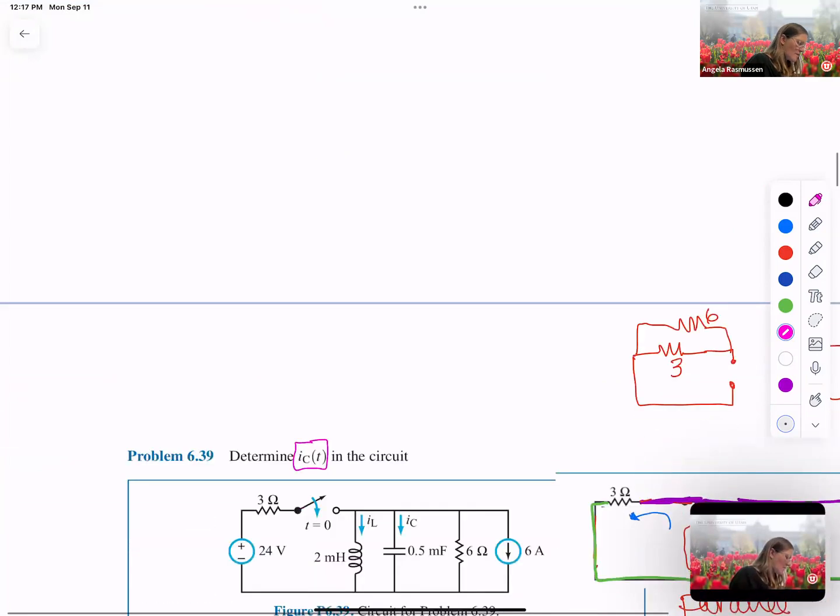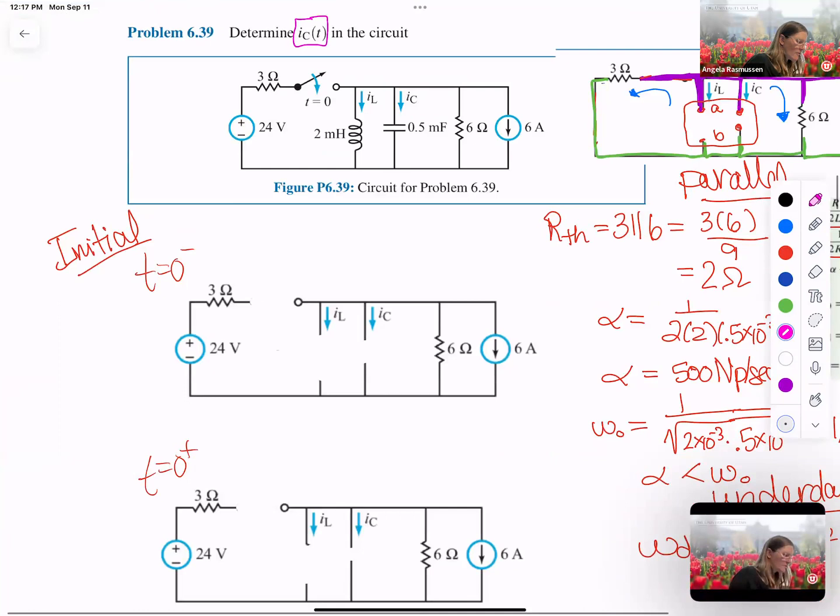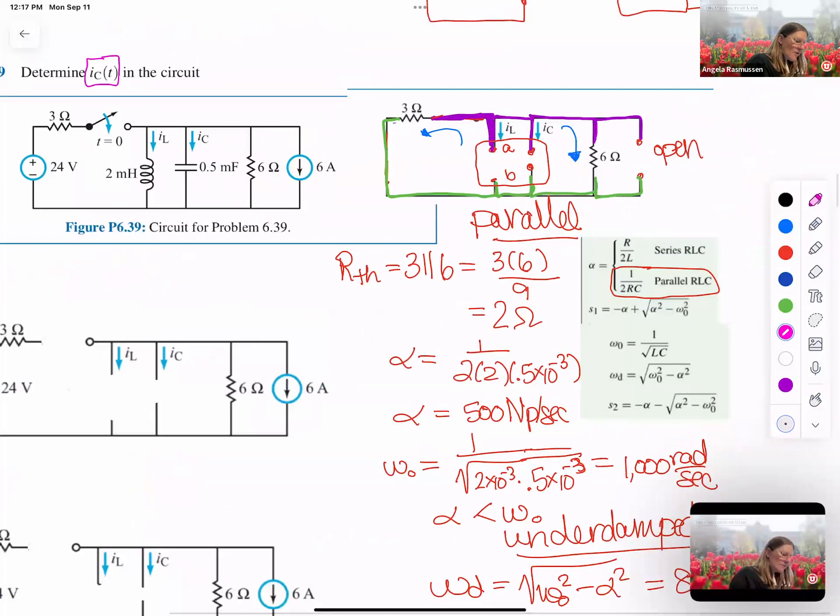I was just wondering, because on the RTH you open both of them instead of shorting the inductor and opening the capacitor. That was just to find RTH. Okay. Do you do that no matter what for RTH? RLC? Yeah. Okay. So for RTH, you're going to remove those elements and put an A node and a B node. Okay. All right, any other questions?